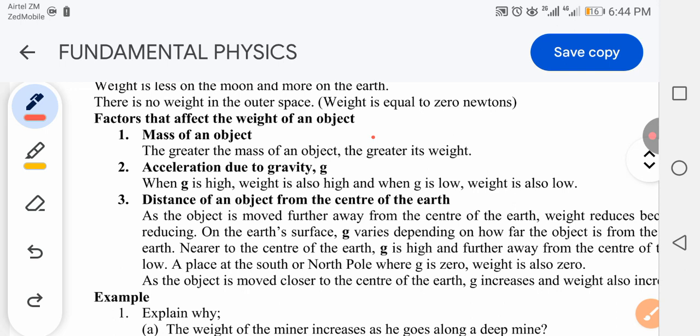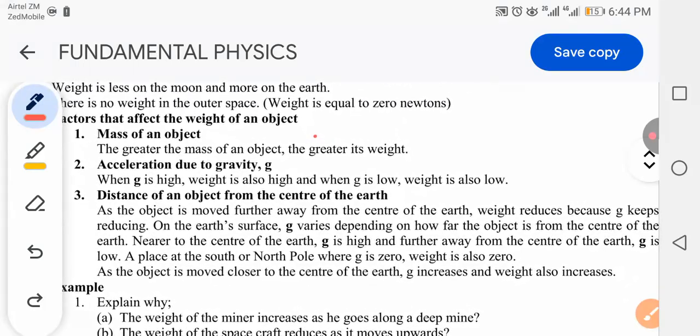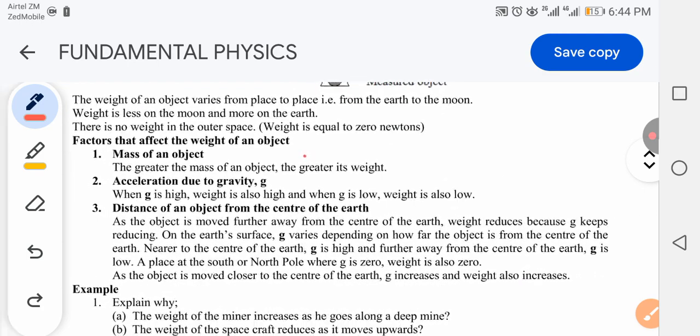Distance also affects what? Weight. The distance of an object from the center of the earth. As the object is moved further away from the center of the earth, weight reduces because gravity keeps on reducing. On the Earth's surface, gravity varies depending on how far the object is from the center of what? The center of gravity.